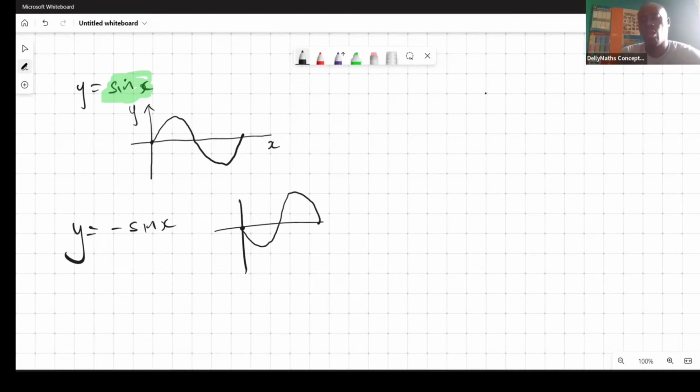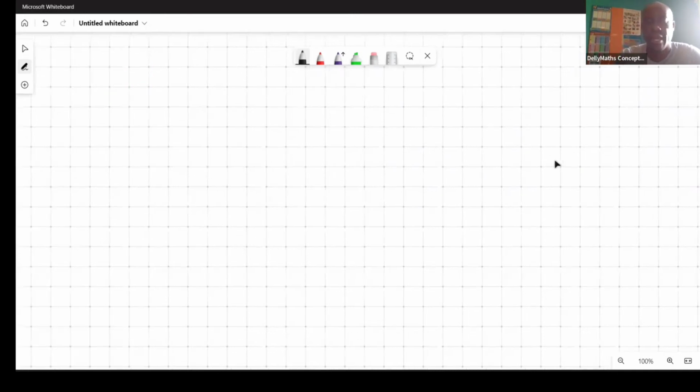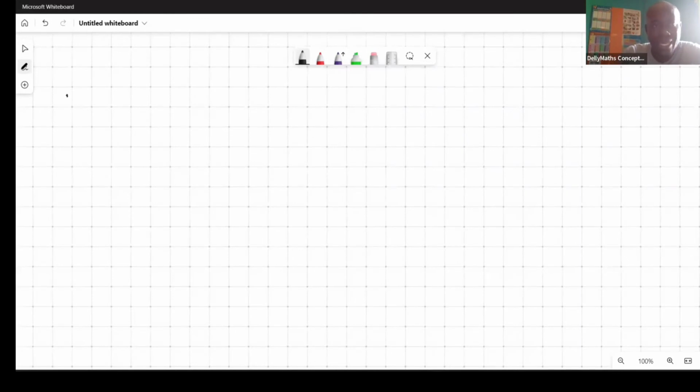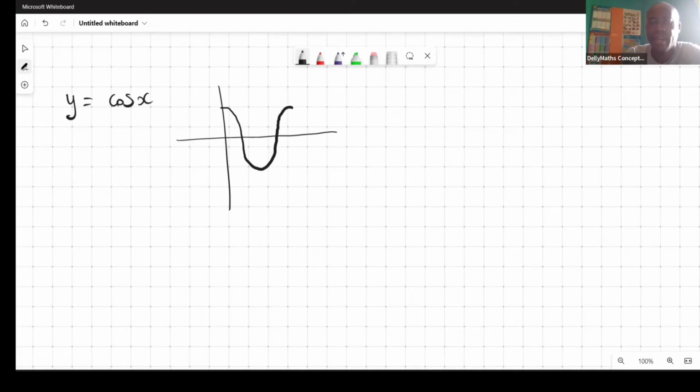So the bottom line is we want to make sure that we have those shapes in mind when we want to do more things. For example, let's look at y is equal to cos x. Y is equal to cos x will not start at 0. We're just talking about the general shape. It's going to start up here, come down, go back, and then end there. So y is equal to cos x will be shaped like this.